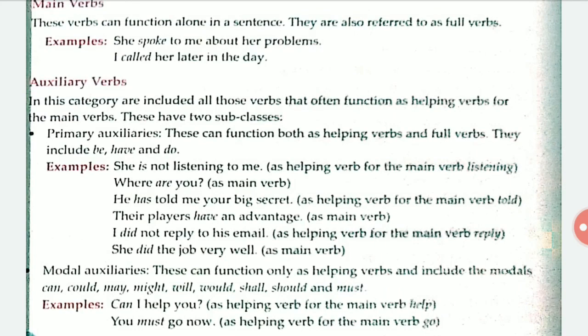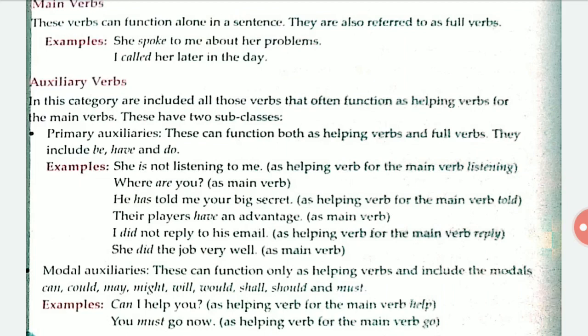So auxiliary verbs are said to be helping verbs and they are used for the main verb. We are going to see two subclasses: first primary auxiliaries, and later modal auxiliaries. The first one is primary auxiliaries. This can function both as helping verb and full verb. They can work as a full verb or helping verb also. They include be, have and do.